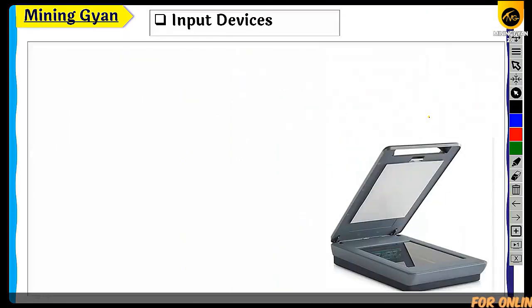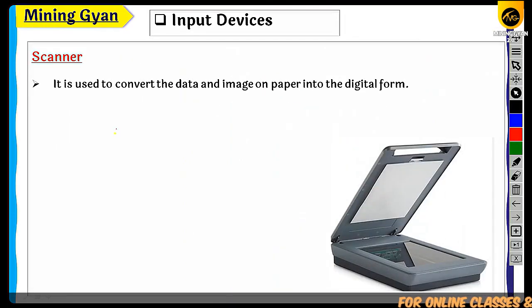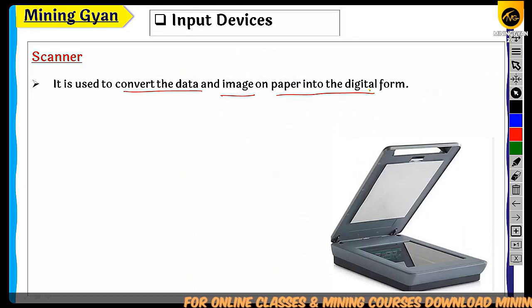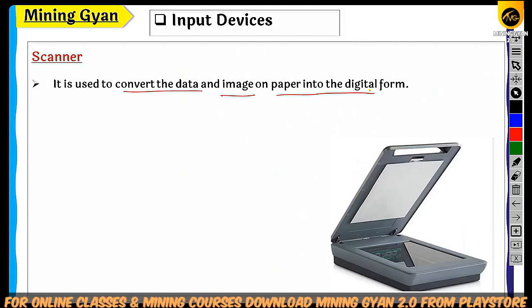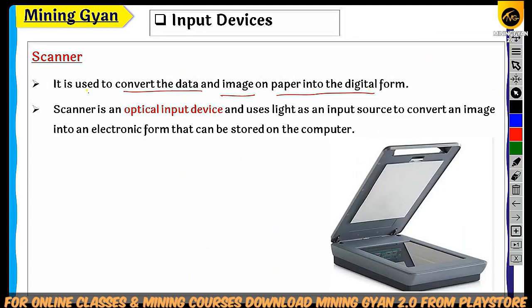The next one is the scanner. It is used to convert the data and images on paper into digital form. So if you have any kind of data on paper, you can convert the contents of the paper into digital form. That's why you can use a scanner. A scanner is an optical input device and uses light as an input source to convert an image into an electronic form that can be stored on the computer.